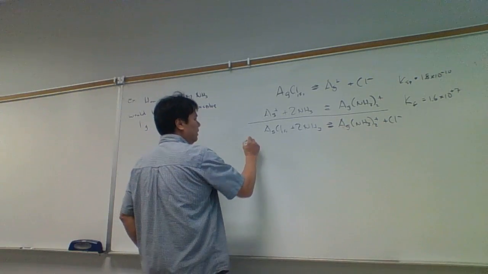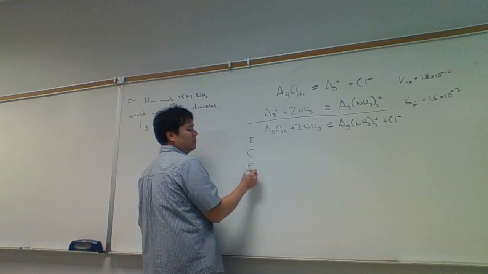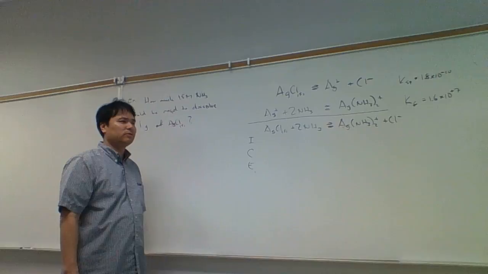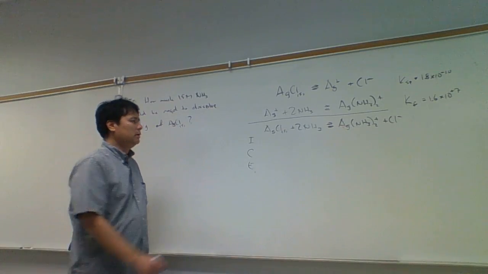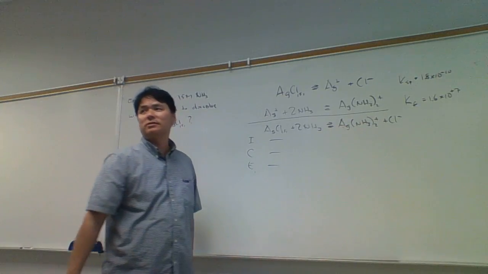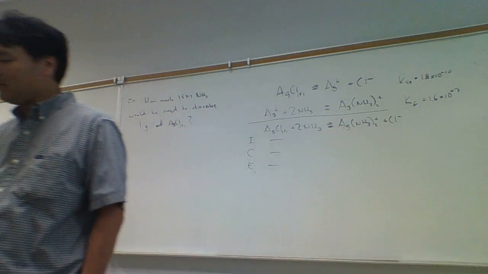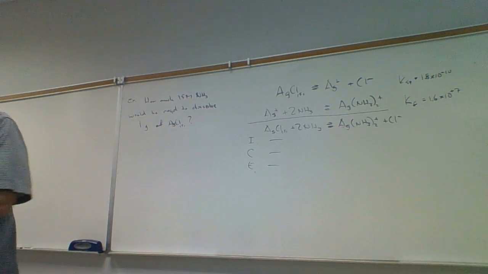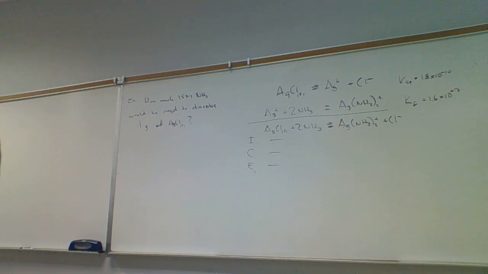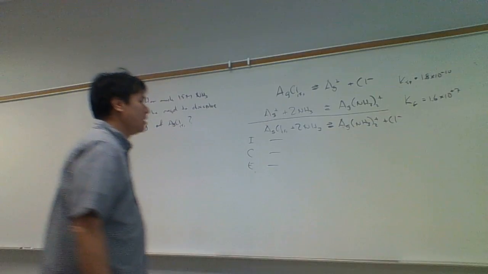Now, that means we only have to do one ICE table. If we only have to do one ICE table, then it's not that bad. It's like a chapter 15 type problem. Silver chloride is a solid, and so we assume we have plenty of solid. This is the infinite solid. Well, we have 1 gram, and so we're going to assume that's enough. Actually, we want all 1 gram to dissolve.